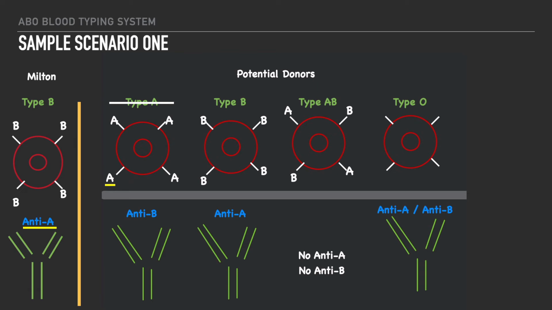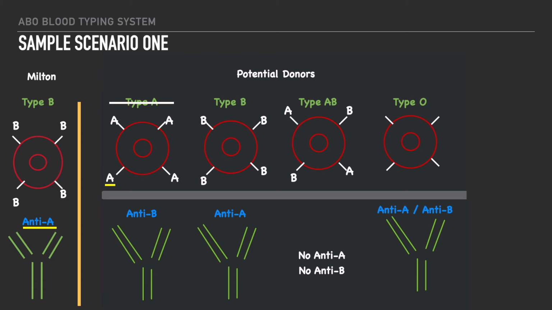As we move down to type B blood, we'll notice offhand that this is Milton's blood type. So in general, Milton should be able to receive blood from his own blood type. Now, realistically, we would need to consider what happens when individuals have positive and negative blood. But for now, we'll note that he can safely receive type B blood from a donor.